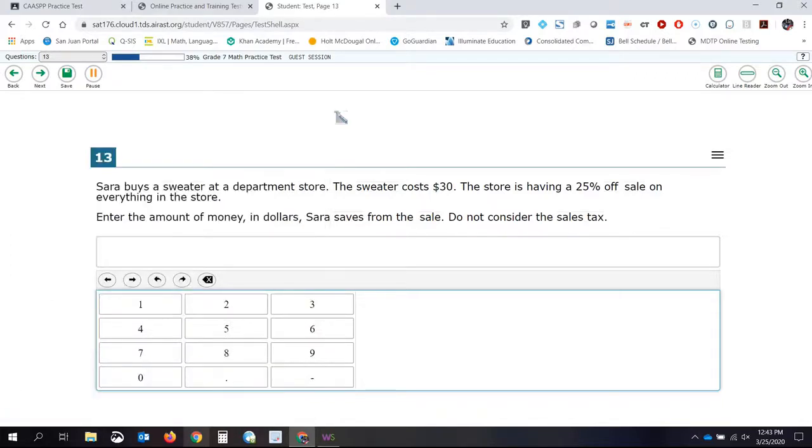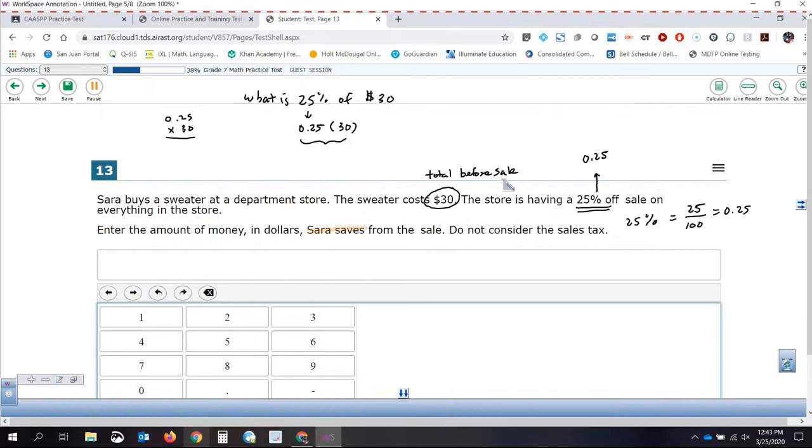And when I do 30 times 0.25, over here I see my answer is 7.5. Or in terms of money, that would be $7.50. So that is how much she saved. $7.50 is 25% of 30.